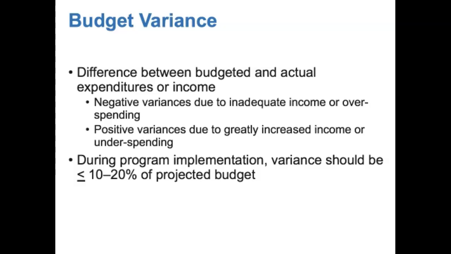During program implementation, the overall variance ought to be no more than 10 to 20% of the projected budget for an expense category. Some funding agencies will specify the degree of budget variance that is acceptable, so make sure to closely review your funding requirements.